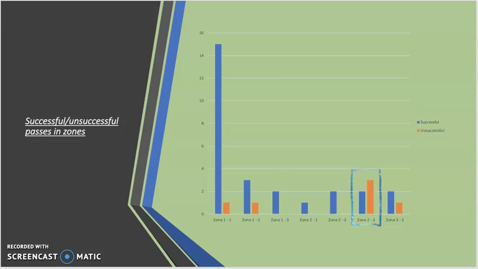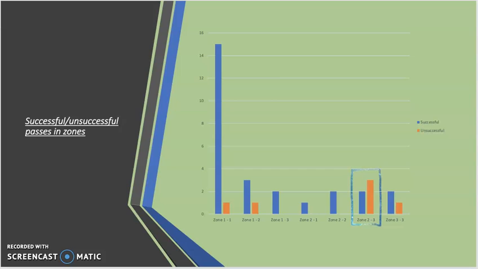So here shows the first graph, which shows the successful and unsuccessful passes in which zones. This has come from my tally charts that I created. So looking at this data, I picked out the least successful zone in passing from zone 2 to 3. So it's the one highlighted in the blue.